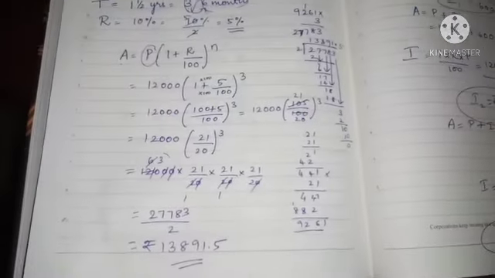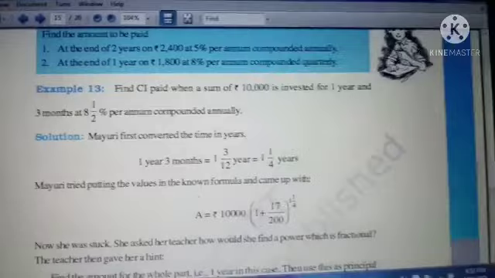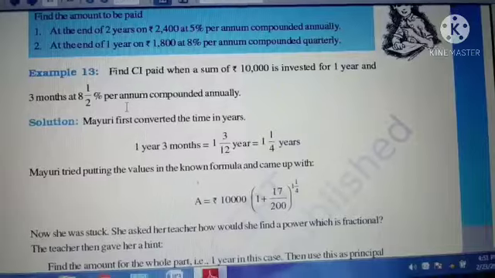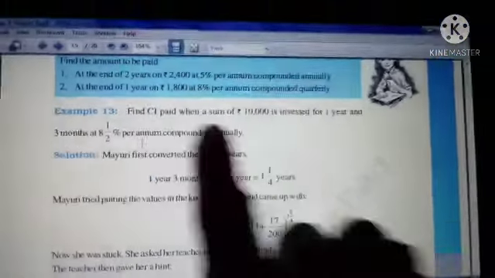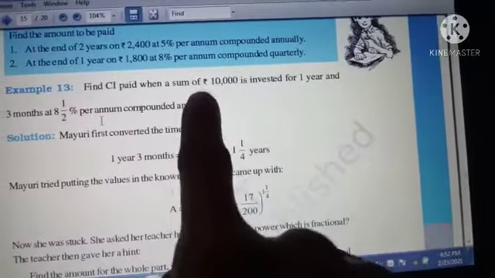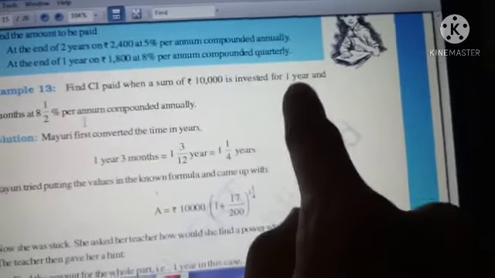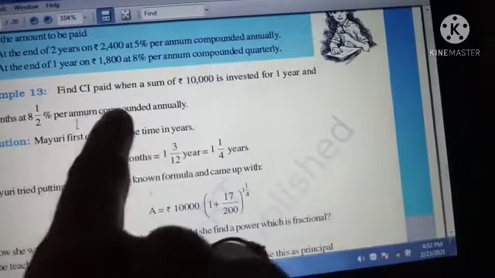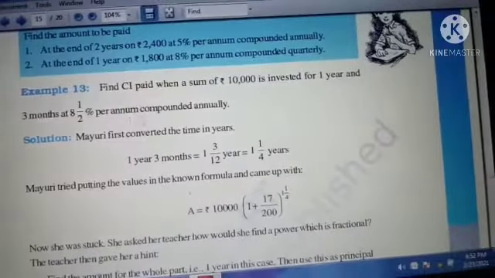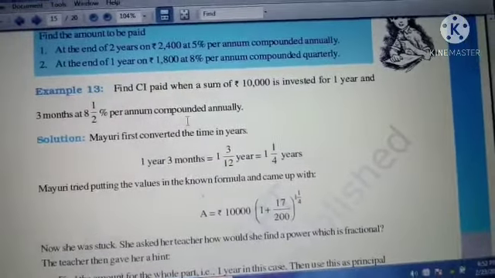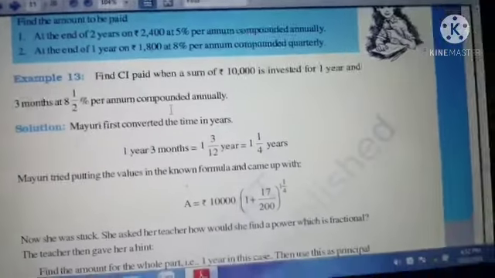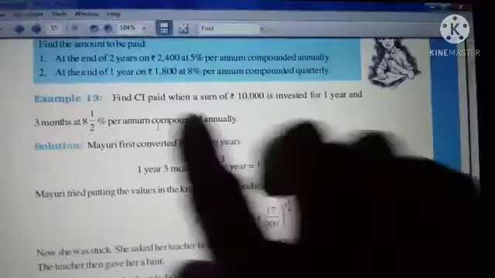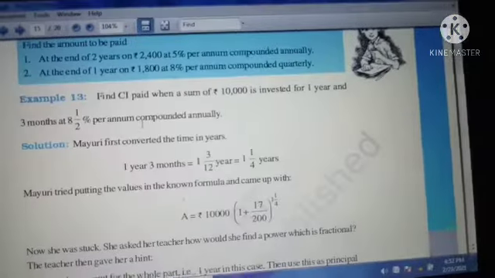Understood? See children, next is your example number 13. I'll just explain this overall, so you can work out this problem as homework. Find the compound interest paid when a sum of 10,000 is invested for 1 year and 3 months at 8 1/2% per annum, compounded annually. What have they told you? They told we are compounding annually. So as usual, here we have to find the compound interest. Before that, you have to find the amount.